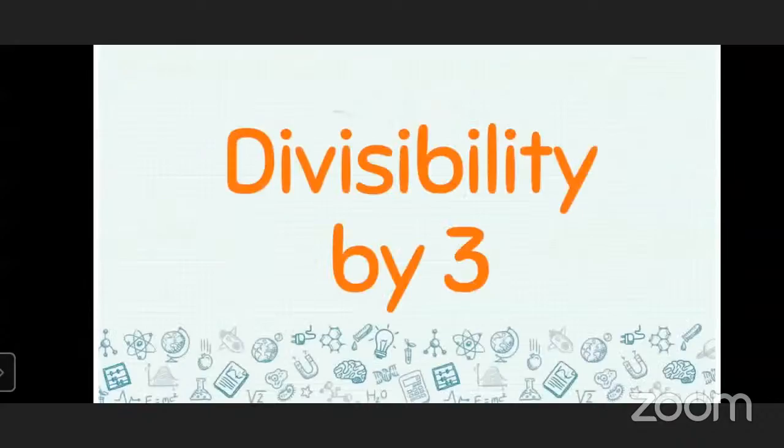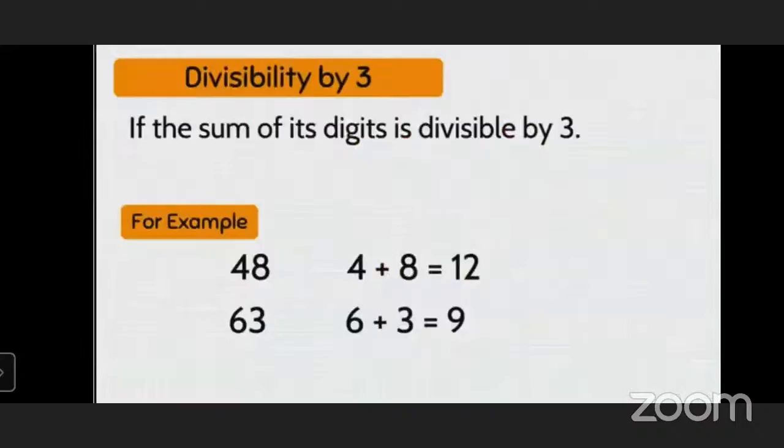Next, divisibility by 3. A number is divisible by 3 if the sum of its digits is divisible by 3. For example, we have 48. Is it divisible by 3? First of all, we have to add the digits of this number, 4 plus 8. The answer is 12, and 12 is in the table of 3. So that's why 48 is divisible by 3.